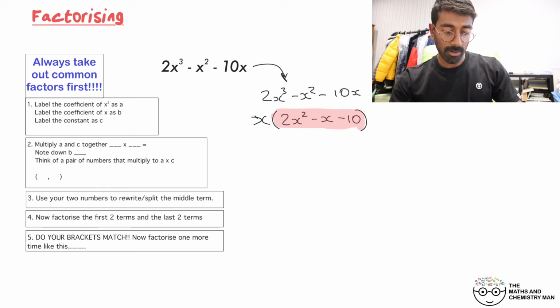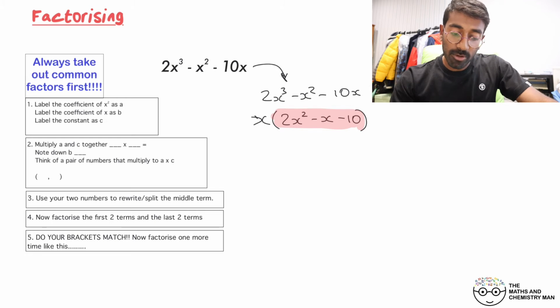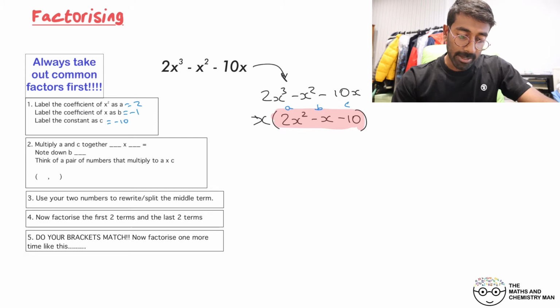Now, let's get going. How do we start? We start by labelling. So we label the coefficient of x squared as a. So I'm going to put that there. So a is representing the number 2. b is the coefficient of x, which is going to be minus 1, because we've got minus 1 in front of the x. And then c is the constant term on the end, which is just minus 10.